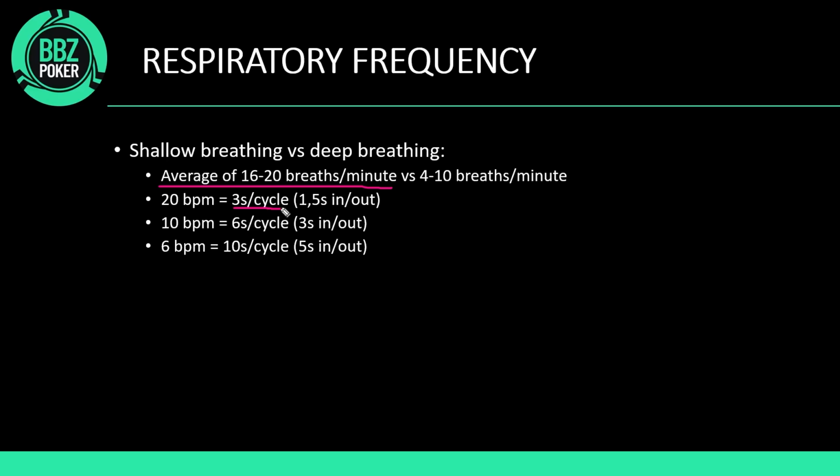in deep breathing. So optimally, you'd like to increase the length of your breathing cycles towards something that looks like 6 breaths per minute, or 5 seconds in and 5 seconds out. So that's 10 seconds per cycle.